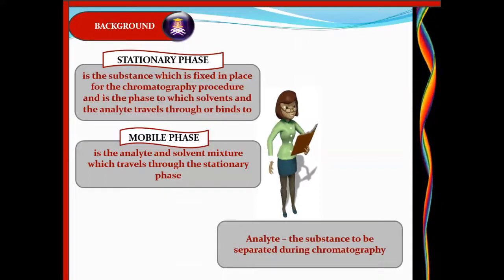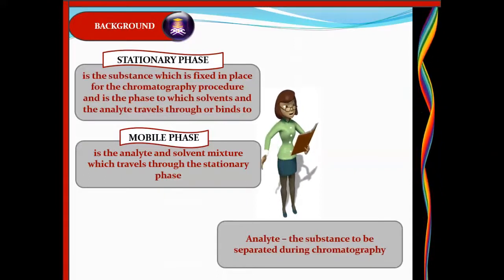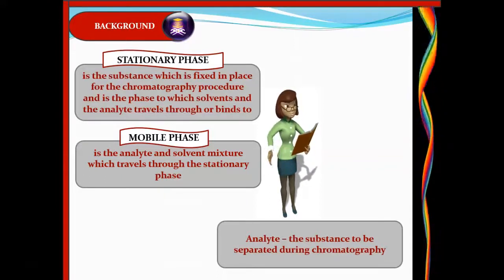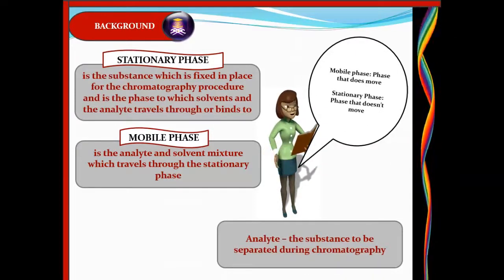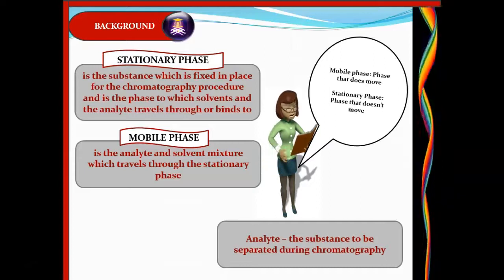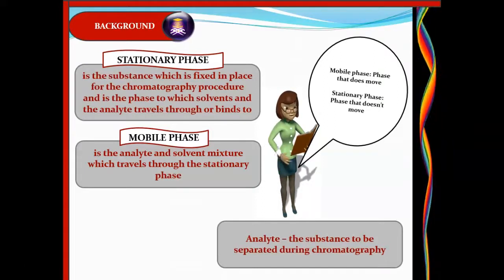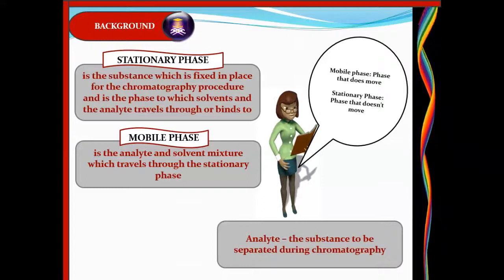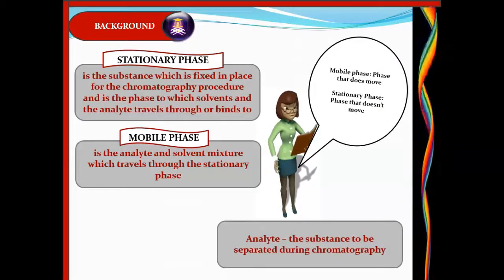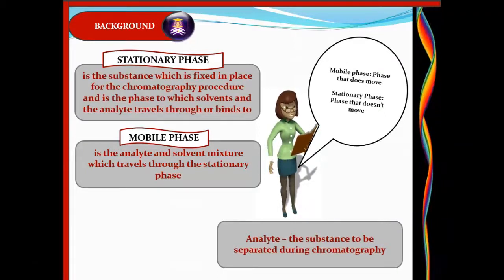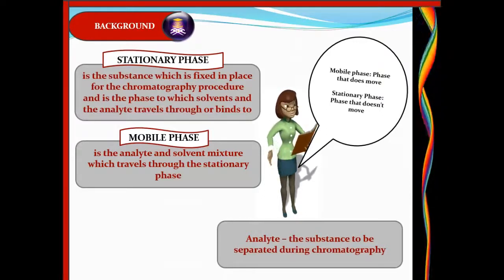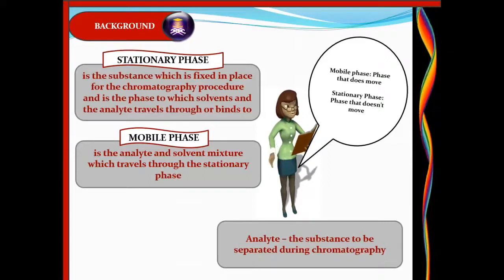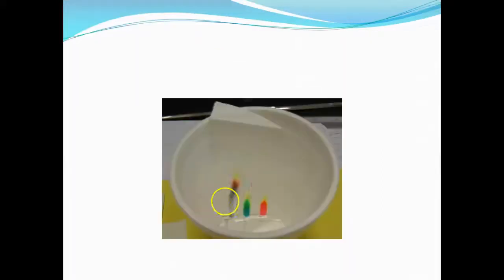What does that mean? The stationary phase is fixed, a phase that does not move. For the mobile phase, it's the analyte and solvent mixture which travel through the stationary phase. So the stationary phase is the phase that doesn't move, and the mobile phase is the phase that does move. So look at the diagram again.